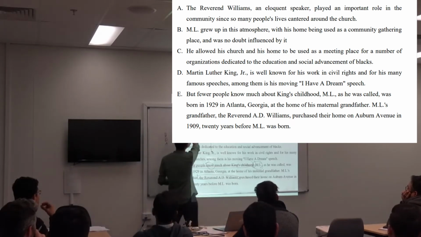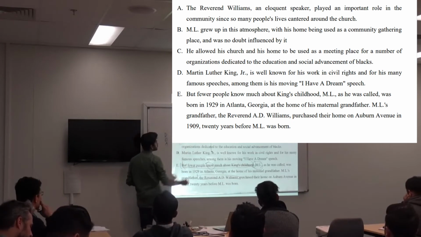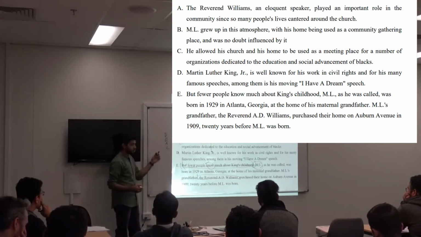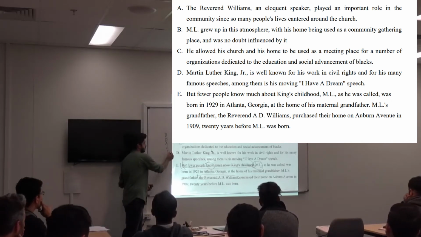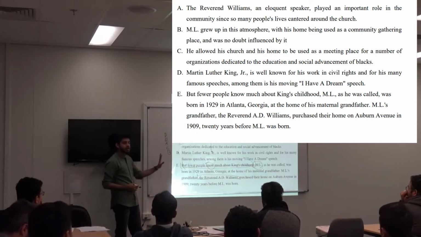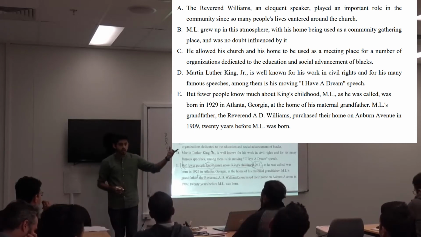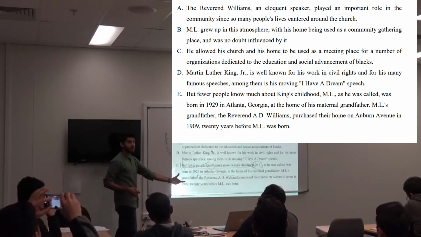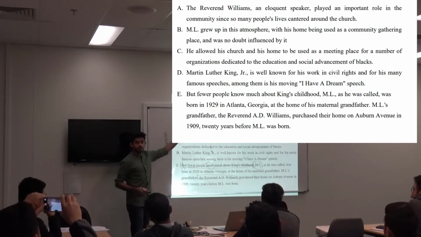And then, talked about him, then he allowed his charge. Pronoun, that is C. The only left out sentence is B. I don't want to read it. But now if you read it, it will make sense to you. He was well known for his work in civil rights. He was born in his grandfather's house. His grandfather's name was the Reverend Eddie Williams. He was a very eloquent or influential person in the community.